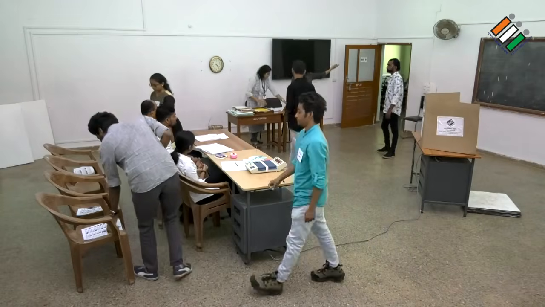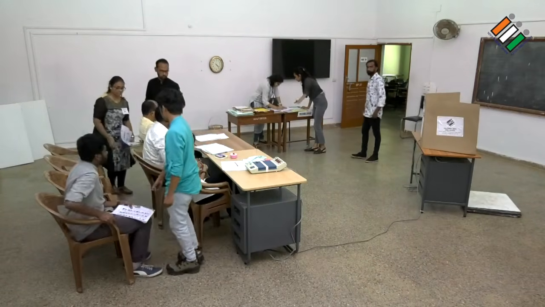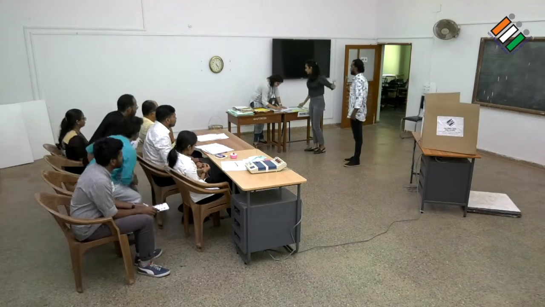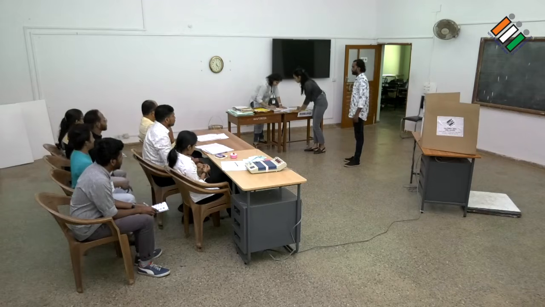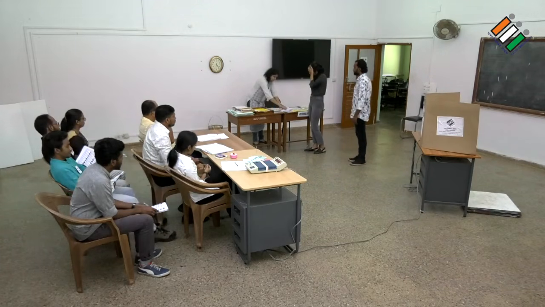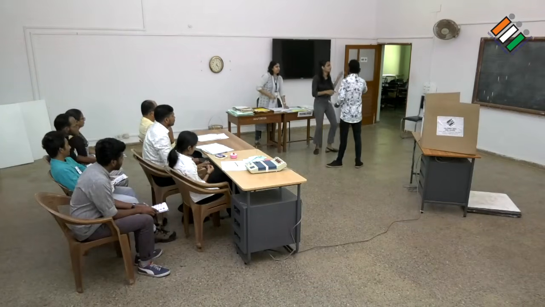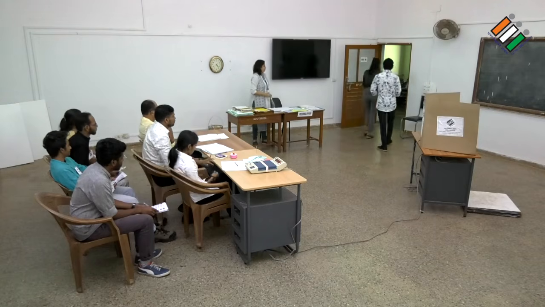Ma'am, sorry. As the test vote proves that the VVPAT slip and the vote on the balloting unit match, under Rule 49MA of the Conduct of Election Rules, the voter who claims that the EVM or the paper trail machine did not record the vote correctly is allowed to cast a test vote. If the voter fails to prove the mismatch, the poll official can initiate action against the complainant under Section 177 of the Indian Penal Code, which deals with giving false information. A person can be punished with a jail term up to 6 months or a fine or both.